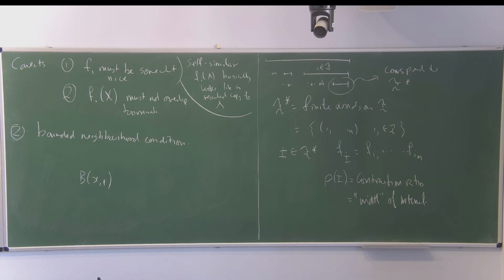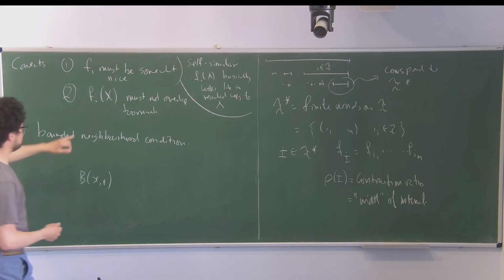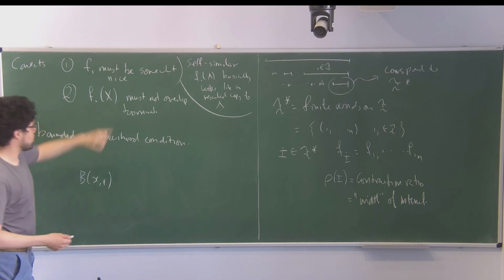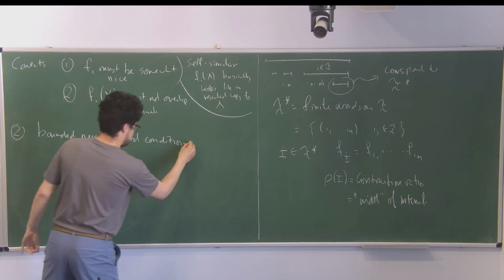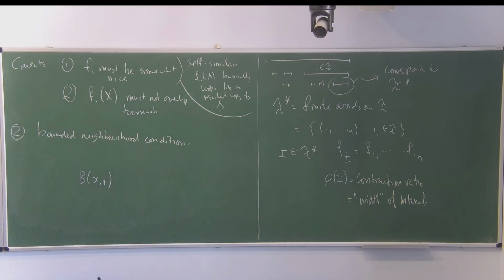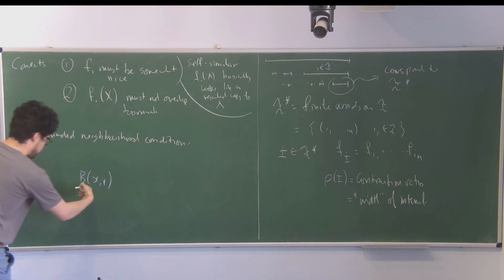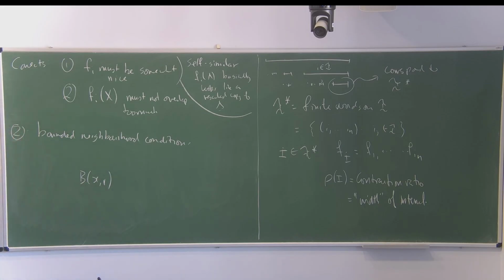Okay, so what does the bounded neighborhood condition say? It says that the images f sub i of x do not overlap too much. Here's what I think is a natural way to write down this condition. We have a ball B(x, r), and we want to say that these images don't overlap too much. In particular, we can say something like, not too many of these images hit a given ball. But there's a slight catch, and the slight catch is that of course this is an infinite set.